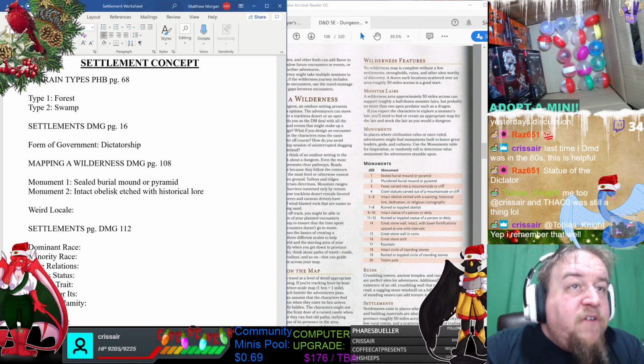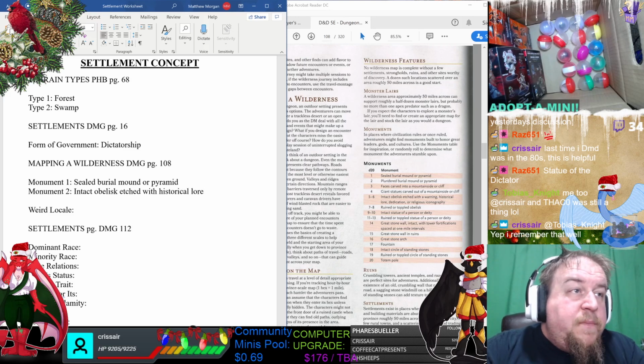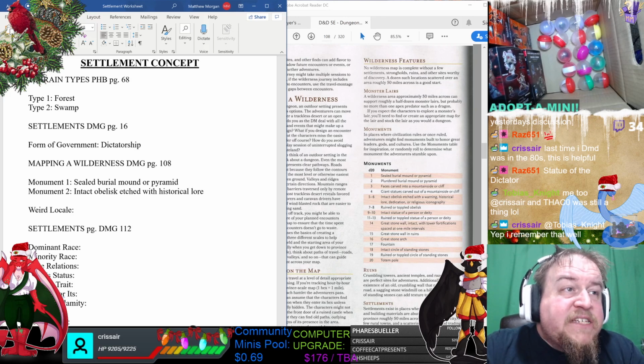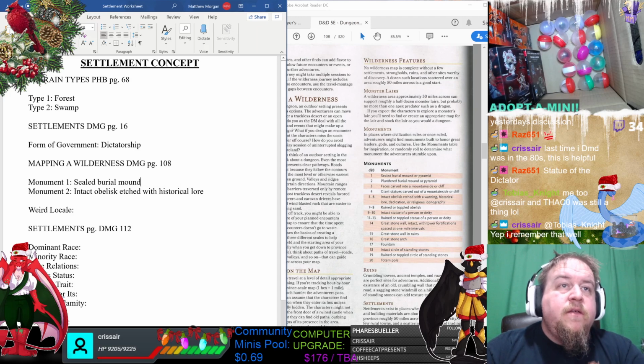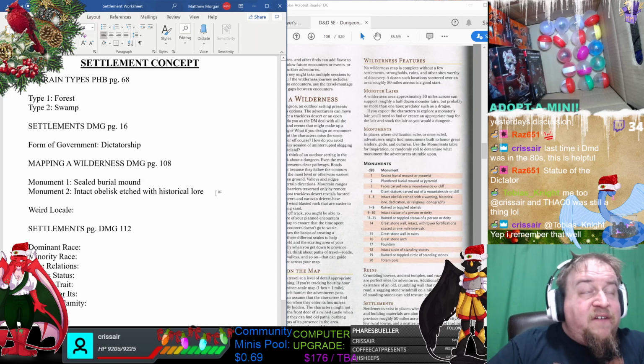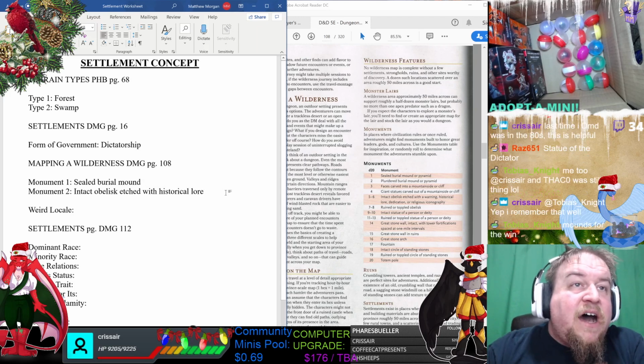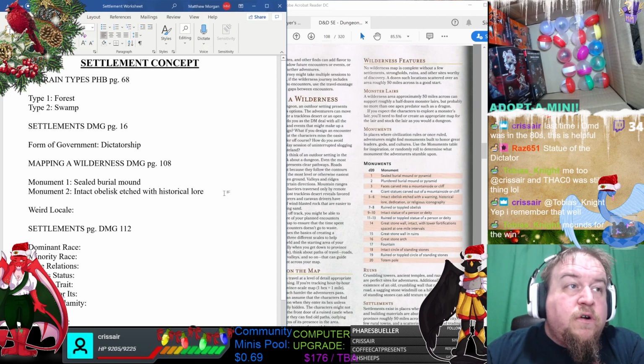Now let's determine, do we have a burial mound or a pyramid? Oh, Sheeps, can you please roll a d6? 1, 2, 3 is a burial mound. 4, 5, 6 is a pyramid. All right, we have a sealed burial mound. And we also have somewhere in the region an intact obelisk etched with historical lore.